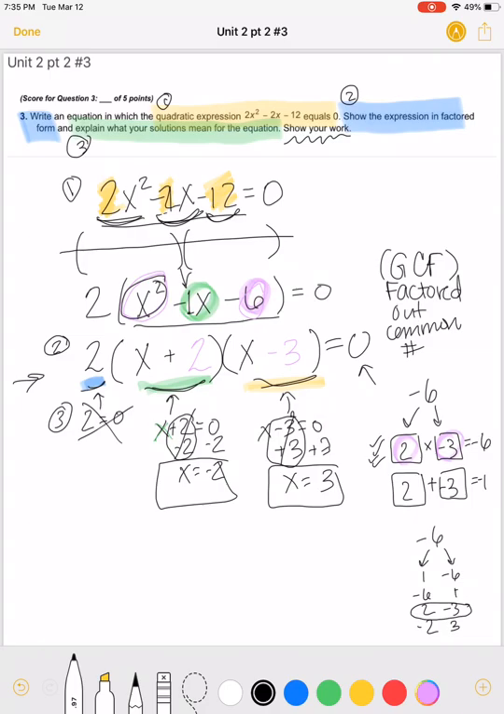Ultimately, what do our solutions mean? On a graph, if you were to graph this parabola, these 2 solutions would be where the parabola goes across the x-axis. These x's are where your y is equal to 0. And that's what the solution means. These are your zeros, your solutions, where your y is equal to 0.